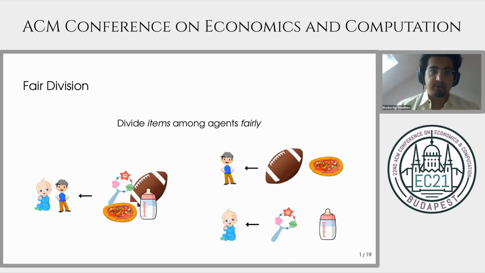The problem that we are discussing here is a fair division problem. In a typical fair division problem, the goal is to divide a set of items among a set of agents in a fair manner. As you can see, there are two layers of ambiguity here: what exactly are these items, and what exactly I mean by fairness notions. These things will become precise as the talk progresses.